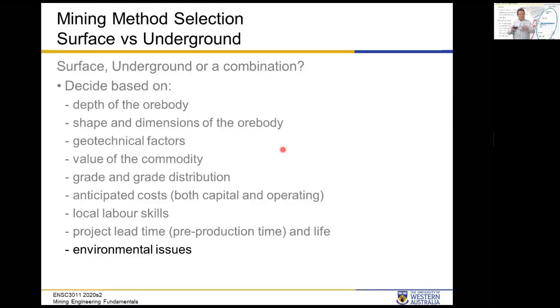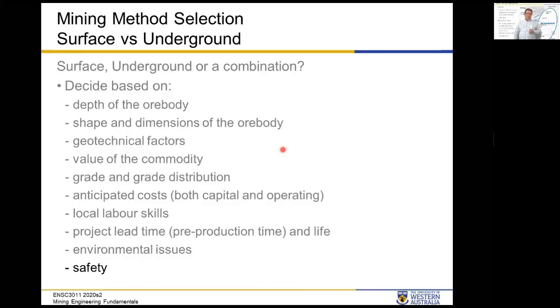Environmental issues. Surface mining, you are creating a larger hole in the ground. So if I said there's a gold deposit 500 meters below you now, assuming you're in a city, you probably wouldn't be able to do a surface mine just because the environmental cost of moving the city is too great. Whereas an underground mine you might be able to do because the surface expression can be quite small.